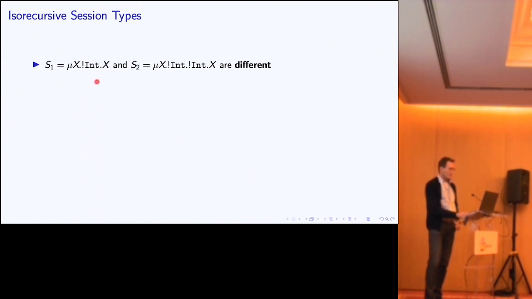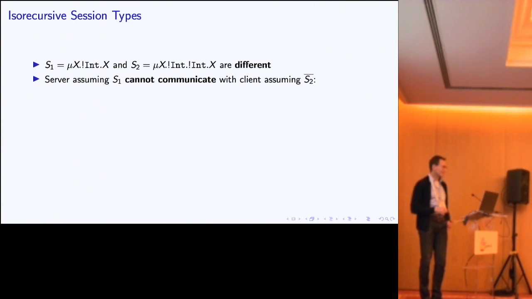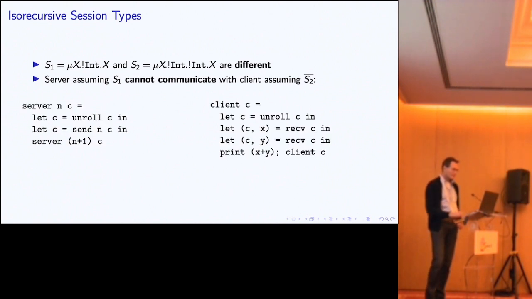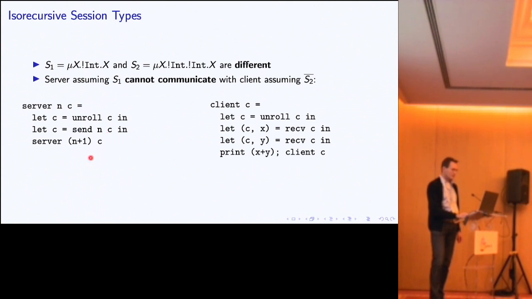In that view, the two types are actually different. They are syntactically different, and also according to the isorecursion theory, they are different types, which means a server assuming S1 cannot communicate with a client assuming the dual of S2. That will not work, because the server obtains C in this recursive type. On this recursive type, you cannot do any interesting action. You first have to explicitly unroll. Then you can do your action, and then you can recurse. The client has to unroll, then it can do 2 actions before it has to unroll again.